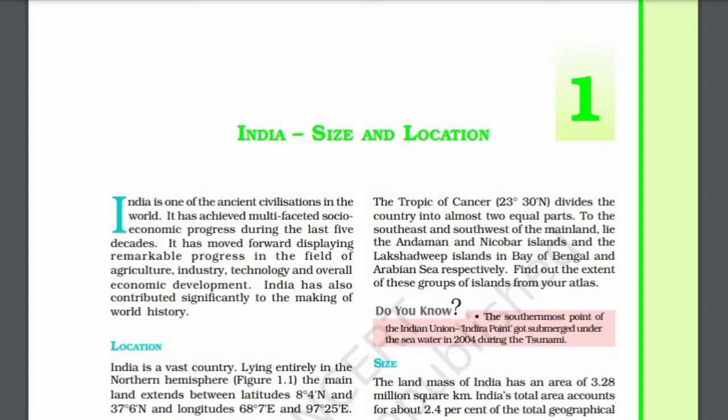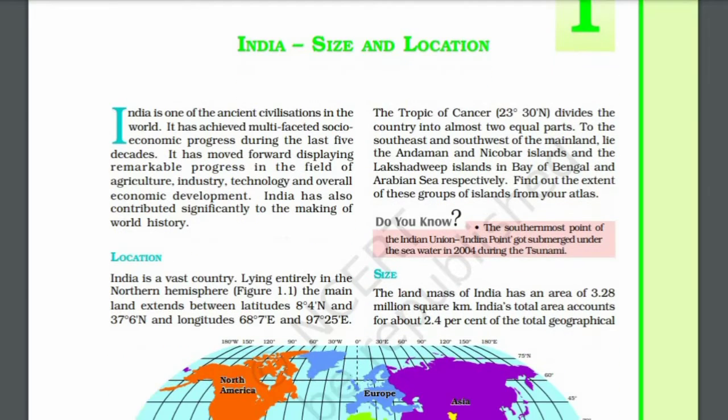India is a vast country lying entirely in the northern hemisphere. India lies in the northern hemisphere of the earth. The mainland extends between latitudes 8 degrees 4 minutes north and 37 degrees 6 minutes north, and longitudes 68 degrees 7 minutes east and 97 degrees 25 minutes east. Now let us understand what are latitudes and longitudes.